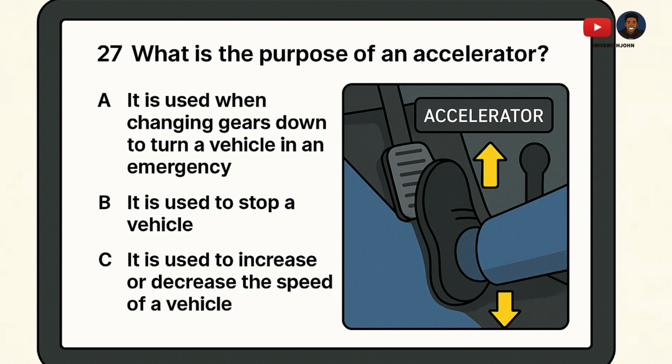Is it used when changing gears down to turn a vehicle in an emergency? Or is it B, it is used to stop a vehicle? Or is it C, it is used to increase or decrease the speed of a vehicle? Right, correct answer is C. It is used to increase or decrease the speed of a vehicle.